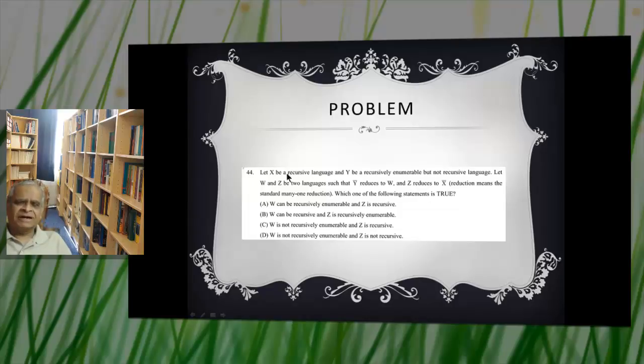Now we know the recursive languages are closed under union, intersection, and complement. So if X is recursive, X complement is recursive, and Z must be recursive. So Z and X must be recursive. Now we look at the other one, W. It depends upon Y. Y is RE, but it's not recursive. So Y complement cannot be RE.